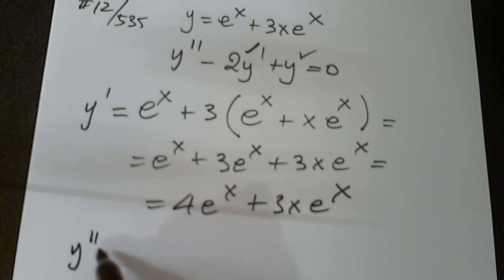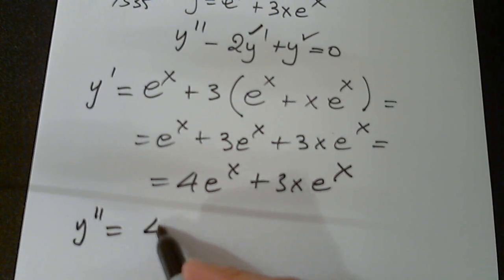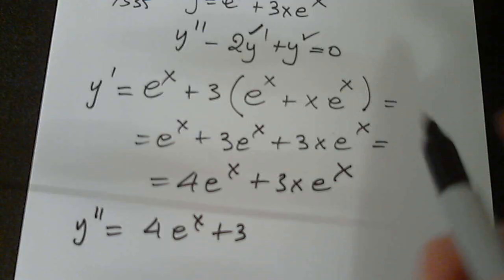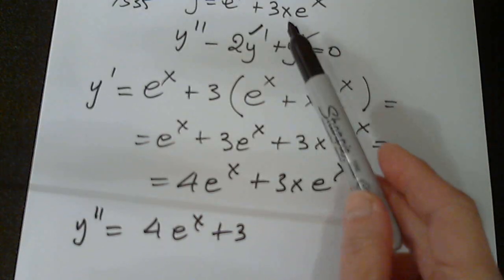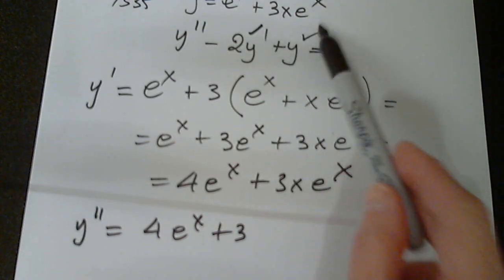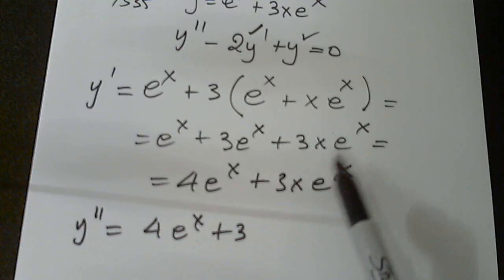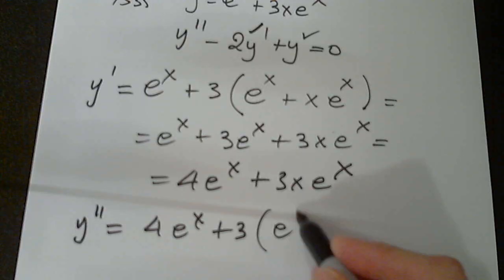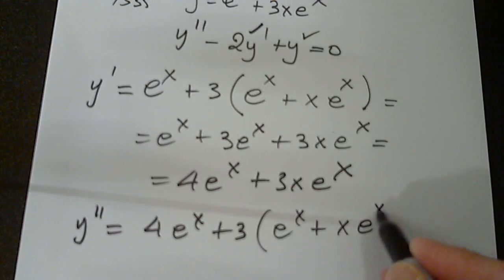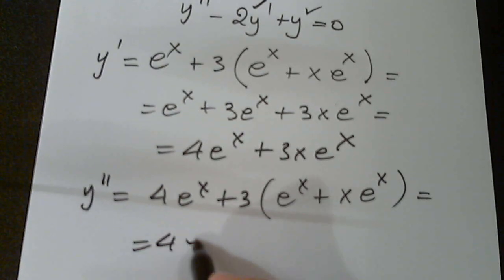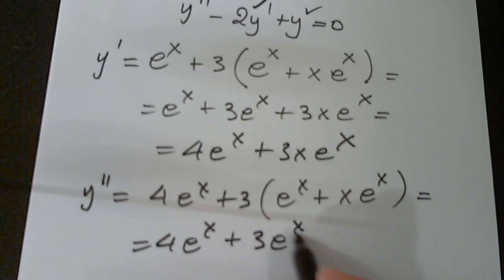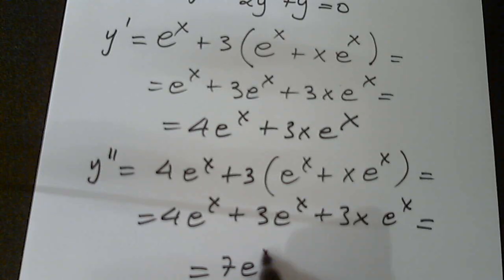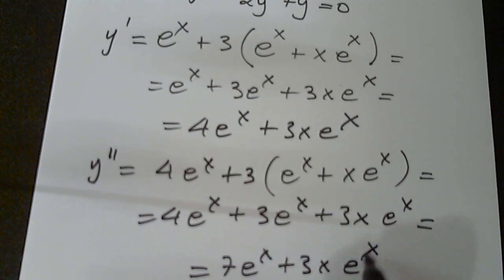I also need to find y double prime, which is 4 e to the x plus 3, and I already know that when I differentiate 3x e to the x, I get this. But just to make sure that we are not making a mistake, I'm going to put parentheses: e to the x plus x e to the x, 4 e to the x plus 3 e to the x plus 3x e to the x. Combined like terms, 7 e to the x plus 3x e to the x.